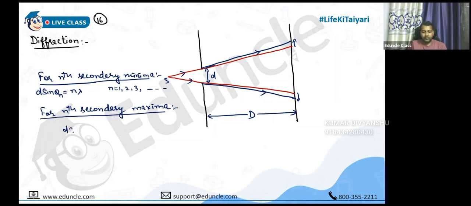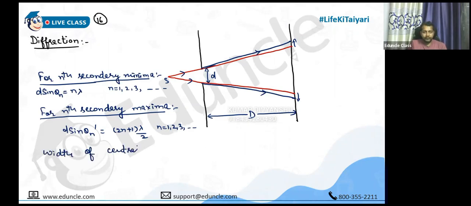Okay, so what do we have now? D sin theta n dash. If you write 2n plus 1 lambda by 2, then it is like this. And then what is the width of central maxima? Width of central maxima is 2 lambda by d. Okay. Clear?